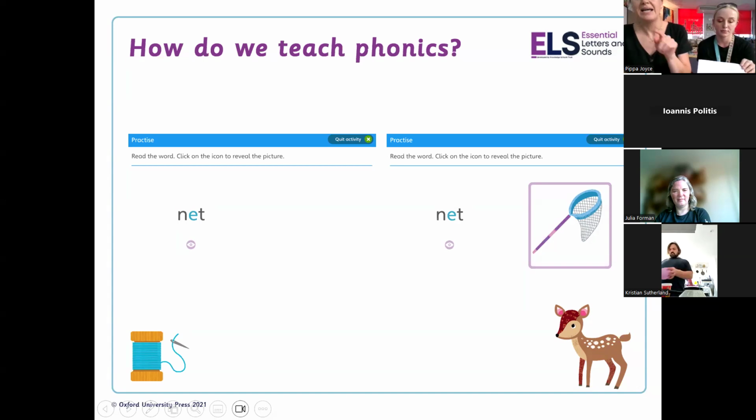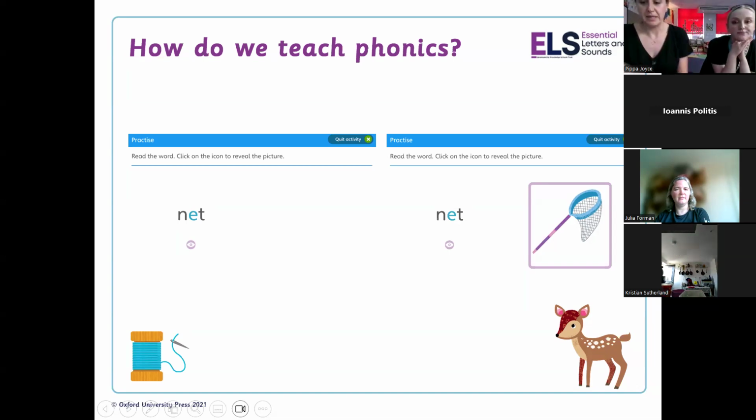Brilliant. T. And then they blend it, net. Press the button, there's the picture of the net. It just goes through maybe 5 or 6 words doing that same way, and they're looking at where it is in the word and then seeing the picture of the word.